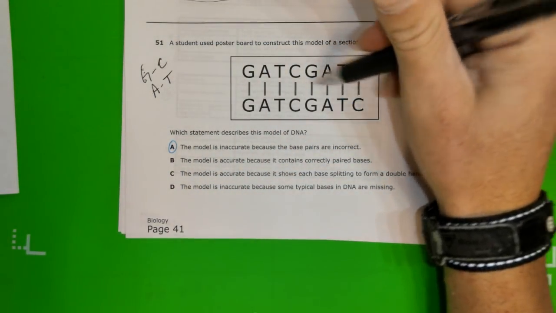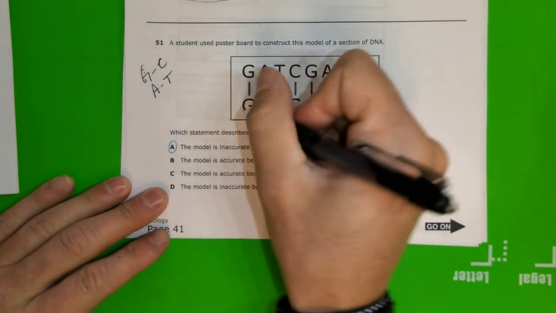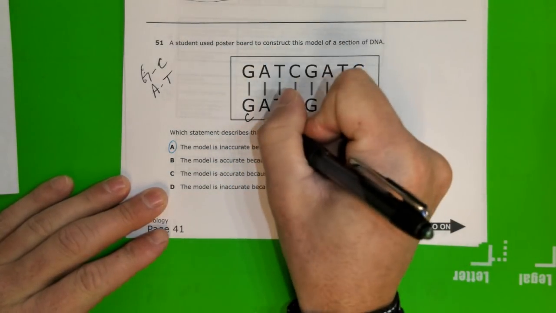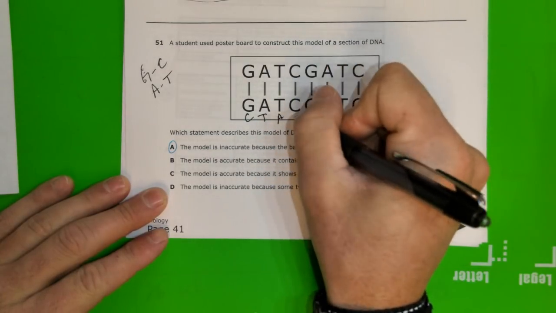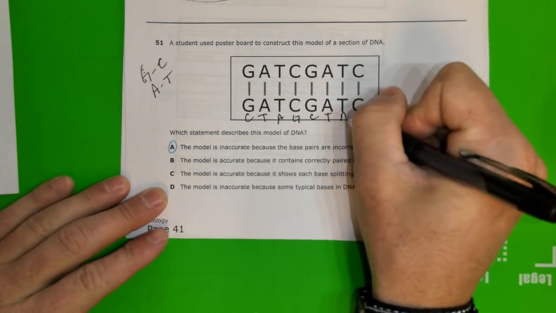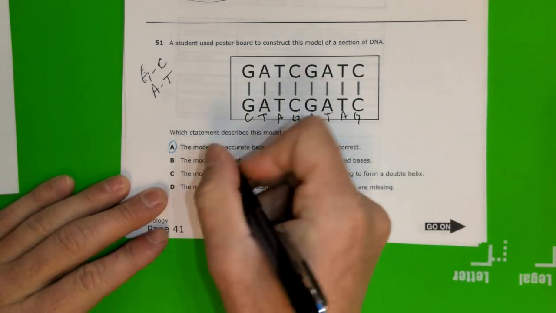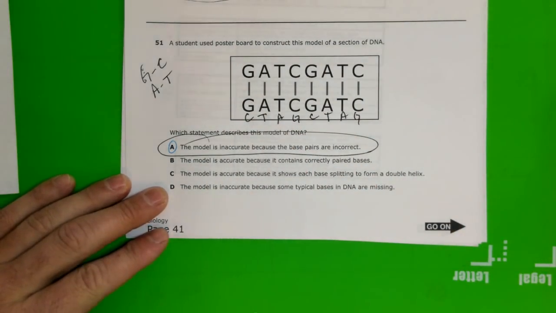Well, they essentially rewrote the DNA model. So this G, technically, this should be a C, this should be a T, this should be an A. You do the opposite, is what it technically should look like. So the model is incorrect because the base pairs are incorrect.